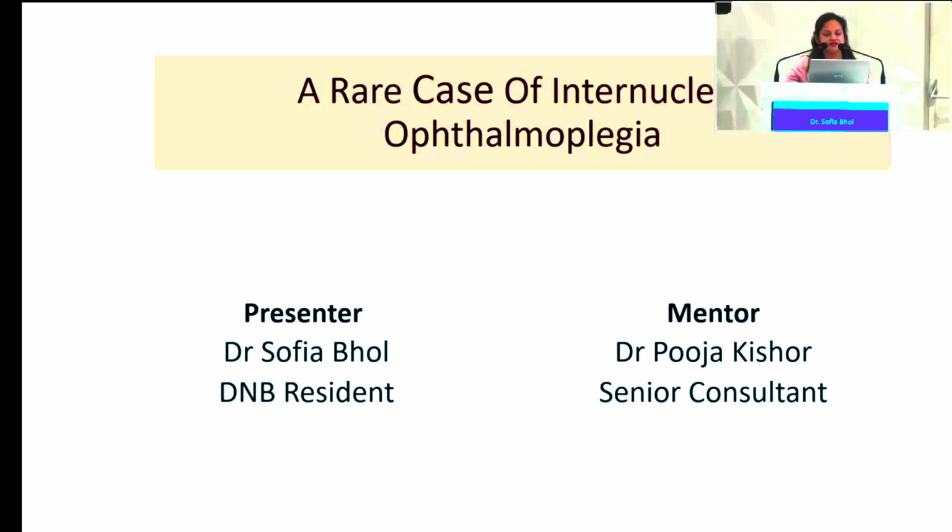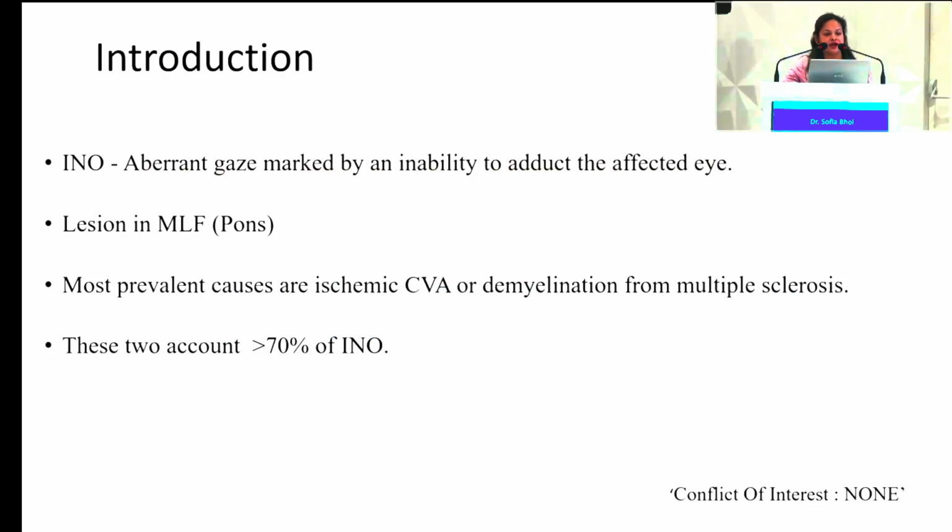Today I'm going to present a rare case of internuclear ophthalmoplegia. INO is an aberrant gaze marked by an inability to adduct the affected eye, and the lesion is placed in the MLF, medial longitudinal fasciculus, in the pons. The most prevalent causes are ischemic CVA and demyelination from multiple sclerosis, and these two account for more than 70% of INO.